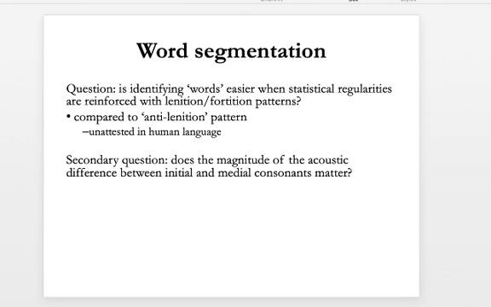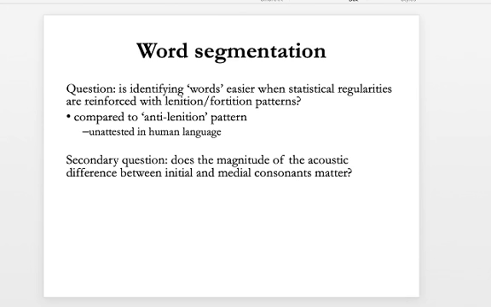So given that we have a whole bunch of experimental results previously showing that subjects can do this task, that they can effectively track these patterns of statistical coherence and identify fake words in a novel language, here's our question. Is it easier for them to learn and identify words from these fake languages when the statistical regularities are reinforced with Lenition-Fortition patterns? Our theory of Lenition-Fortition suggests that it should make segmentation easier. We have this task where people can learn to do segmentation. The question is, does the Lenition-Fortition pattern help them do this segmentation?